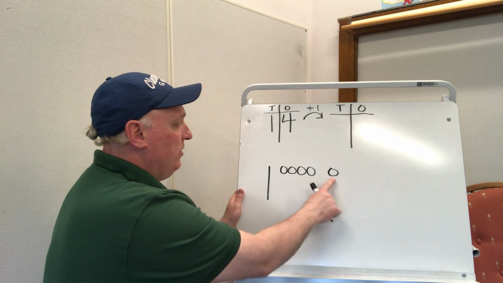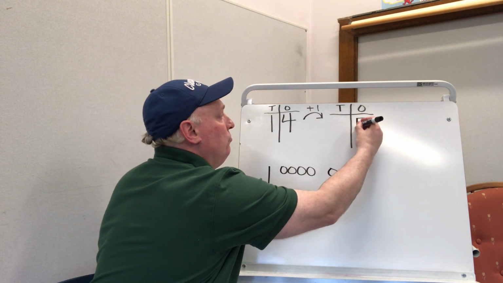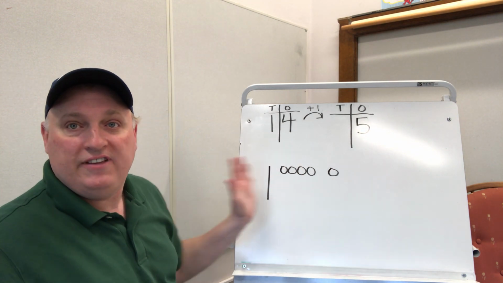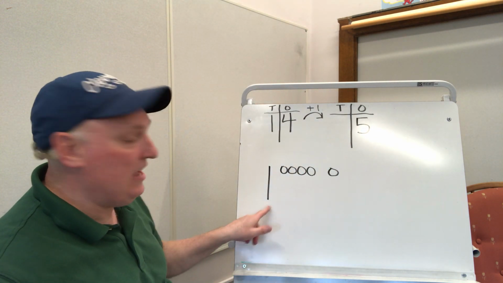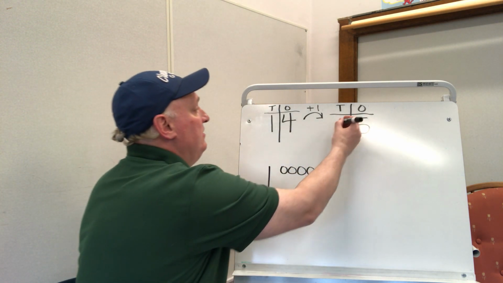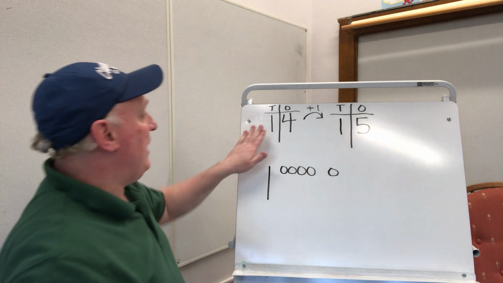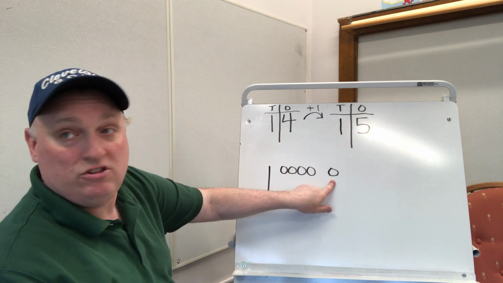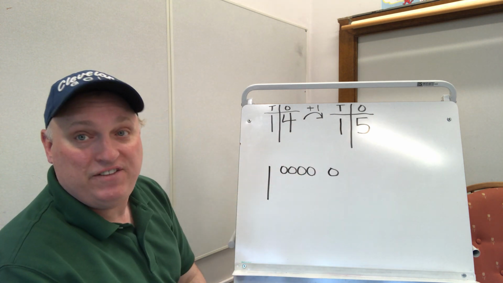1, 2, 3, 4, 5. I have 5 loose ones. How many bundles of 10 do I have in my picture? I have 1 bundle of 10. So I had 14, I added 1 loose one, and now I have 15.